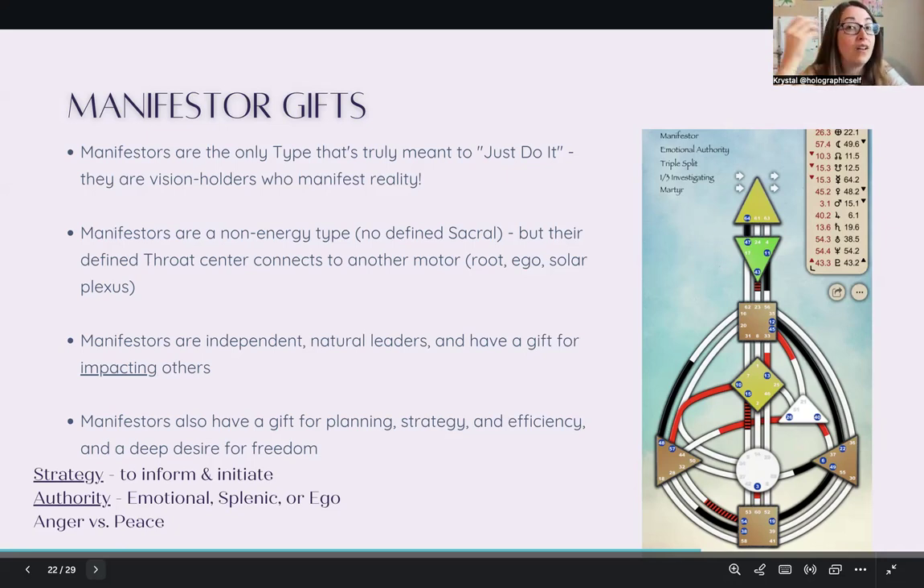And a lot of manifestors, when they first get their chart and they read all this rah-rah stuff about initiating and vision holders and manifesting reality, they don't really vibe with that because they have been so deeply conditioned from an early age to shrink themselves. And so I think sometimes manifestors get the most out of human design because it can be very healing to be affirmed that you're not bad or wrong for wanting to have the freedom to do things on your own and in your own way and in your own timing.